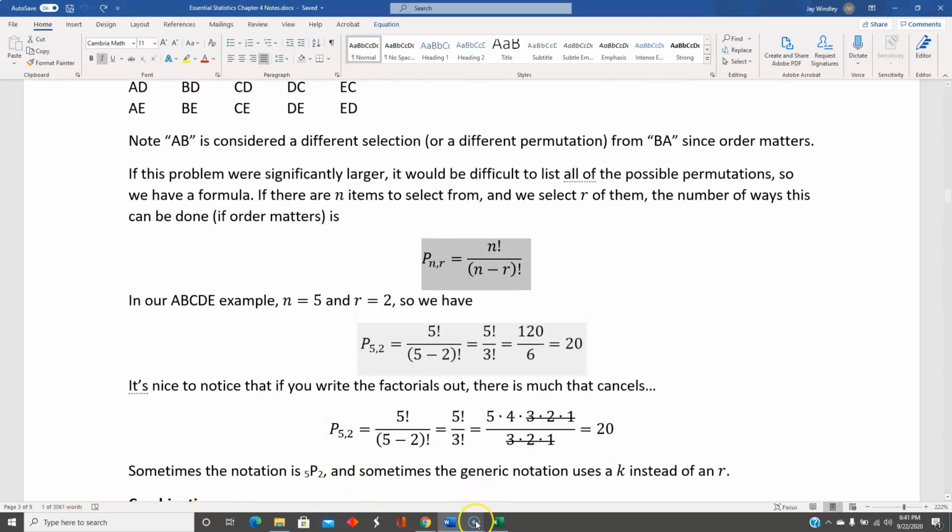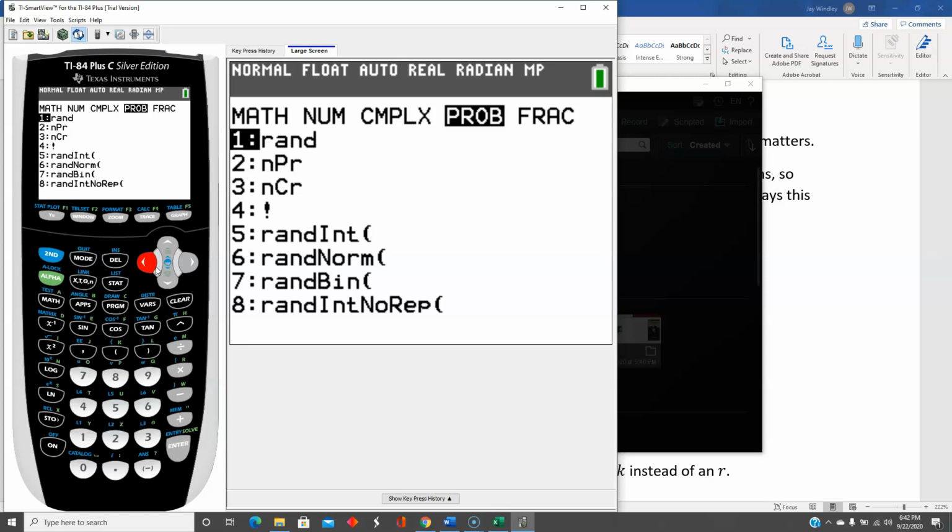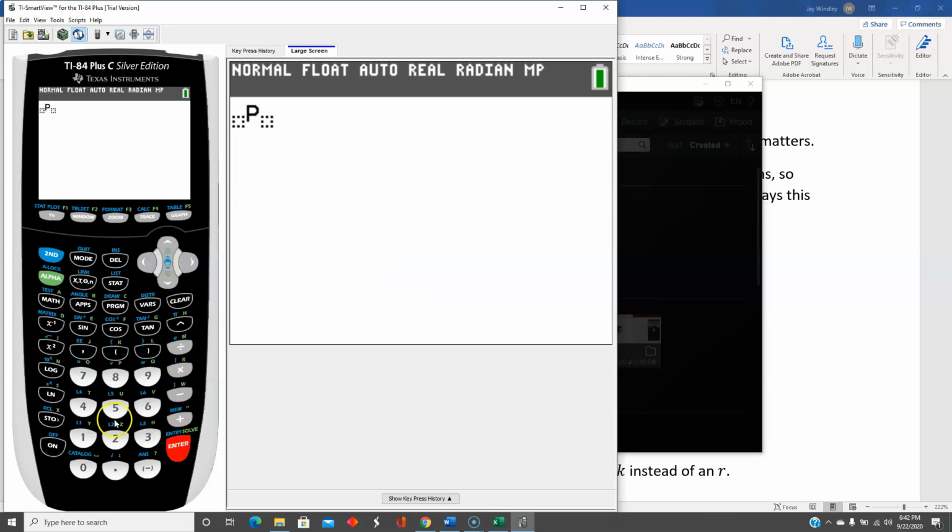Before I go on, just wanted to mention that permutations are on the calculator. We press the math button, arrow over to the probability menu. Item number 2, that big capital P is for permutations. 5 items taken 2 at a time.